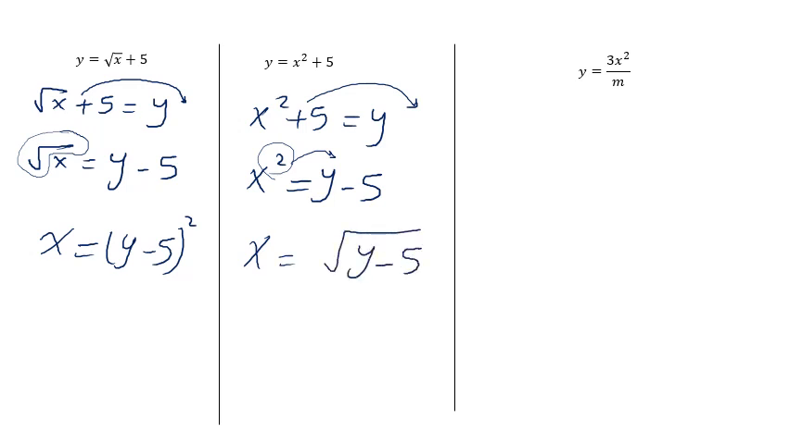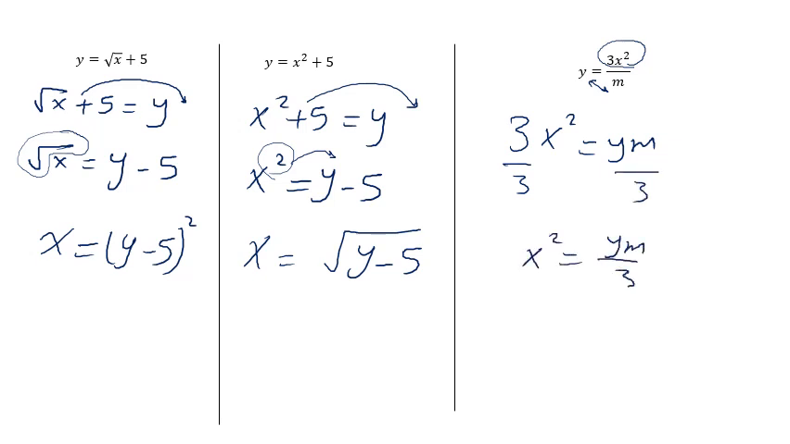Usually we don't write positive and negative root, we write it as a positive root of y minus 5. Now, what about in case I have 3x squared in the numerator, so 3x squared is equal to the multiple of y and m. Then I'm going to divide both by 3, so x squared is equal to ym over 3. So x is equal to root of ym over 3.